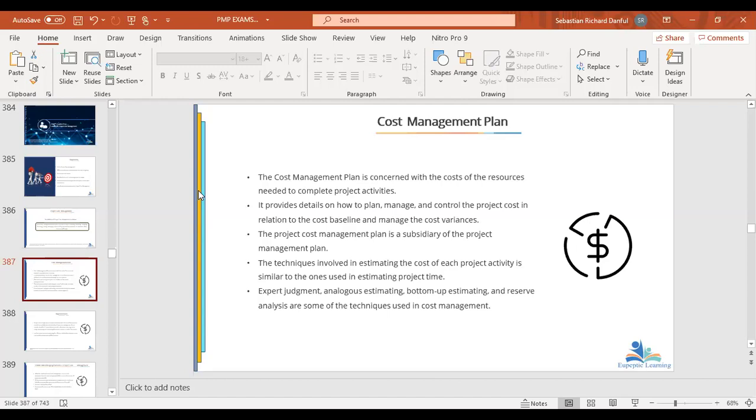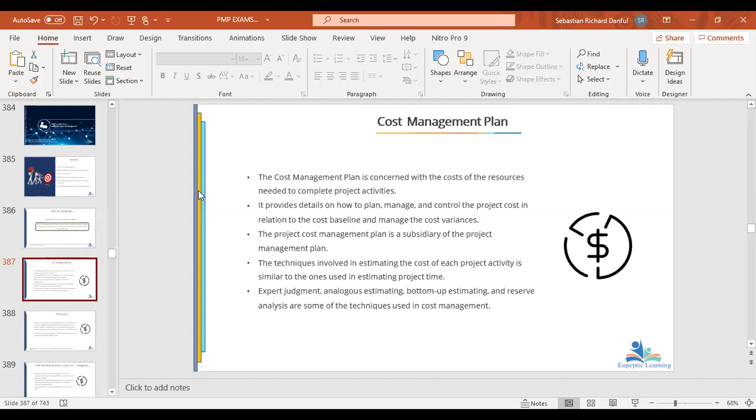So we have the certified cost professional. They actually work on the principle of total cost management, to make sure that the project is carried out within the budget that we want. So these are the aspects that you may need.